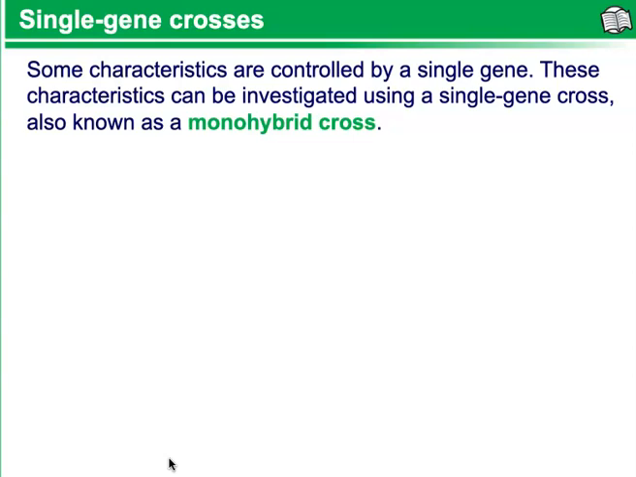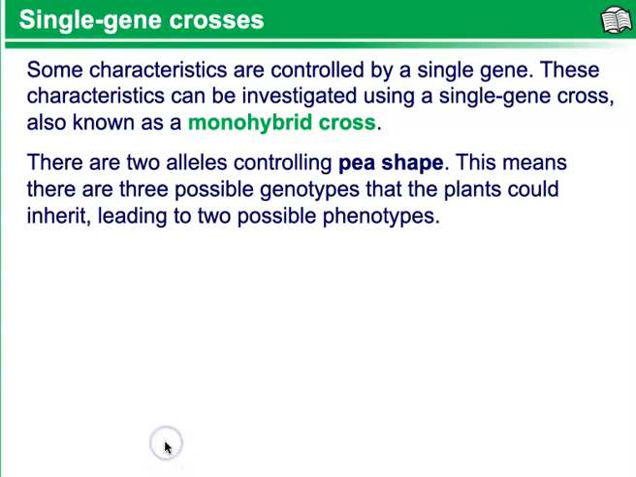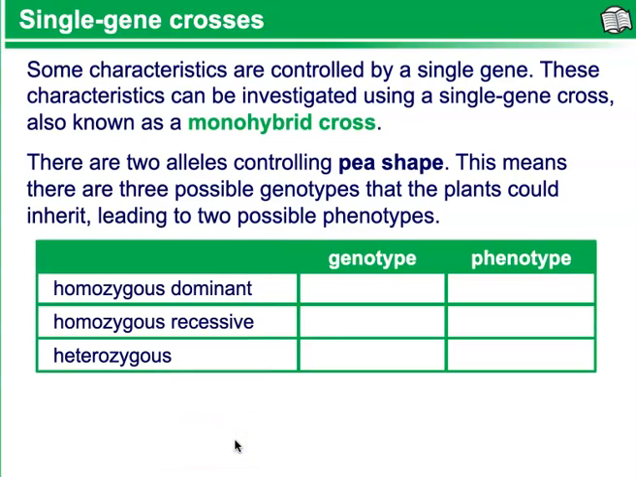Single gene crosses. Some characteristics are controlled by a single gene. These characteristics can be investigated using a single gene cross, also known as a monohybrid cross. There are 2 alleles controlling pea shape. This means there are 3 possible genotypes that the plants could inherit, leading to 2 possible phenotypes.